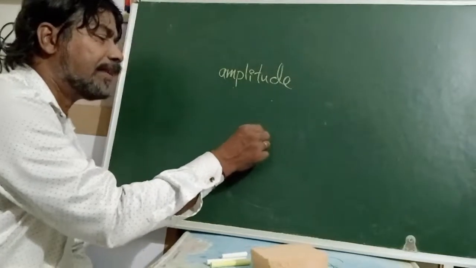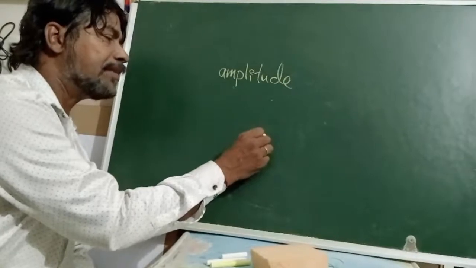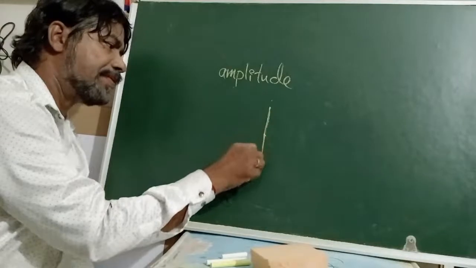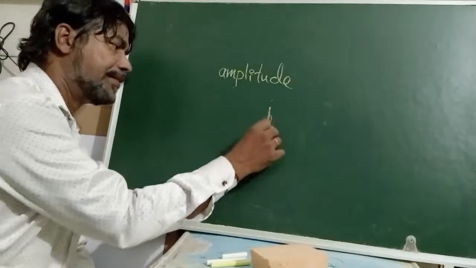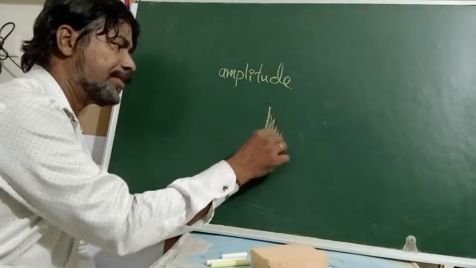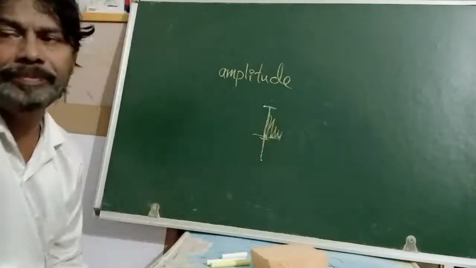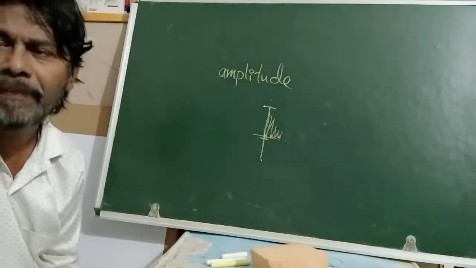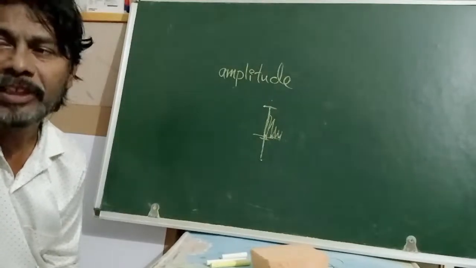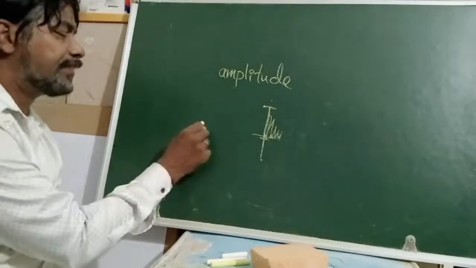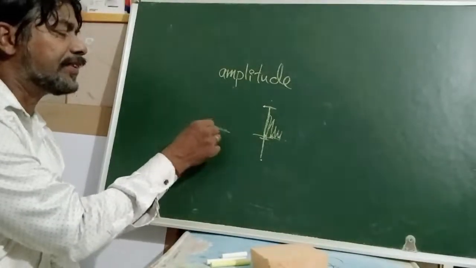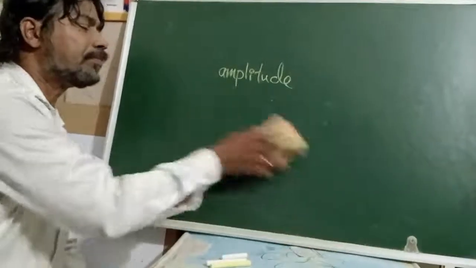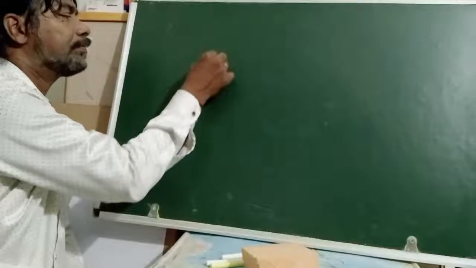Suppose this is the center point. If a particle moves a maximum distance this much, and again this much, like this, this is the maximum distance a particle moves to and fro from the fixed point. That is called amplitude, denoted by A. This is the fixed point, this is the maximum distance. So, amplitude.